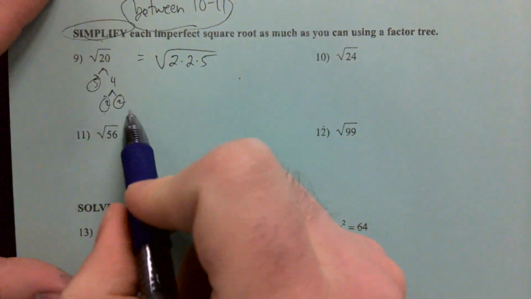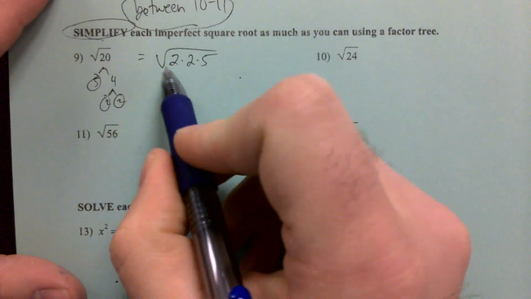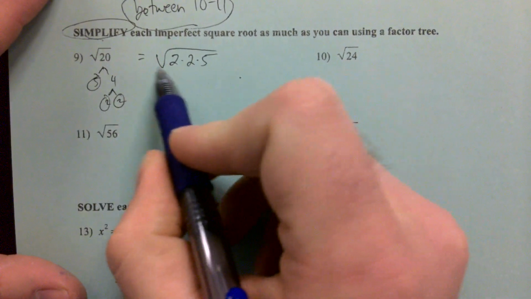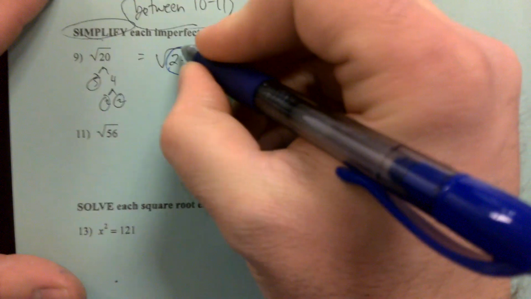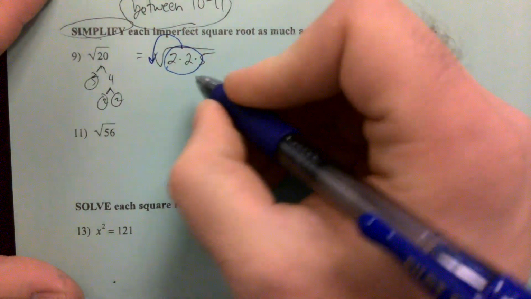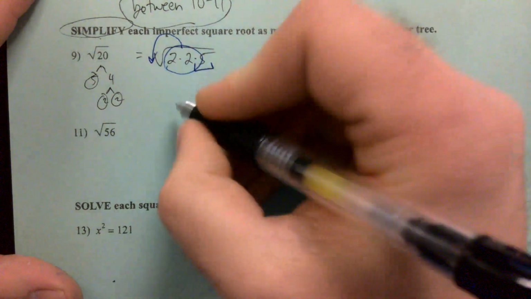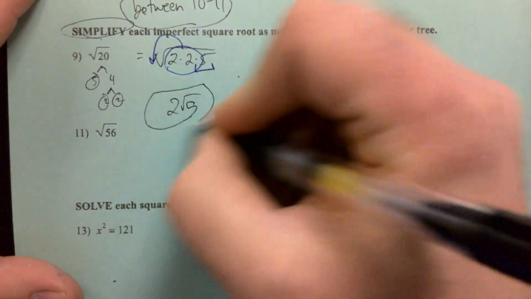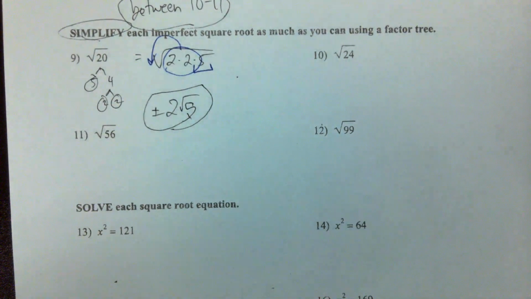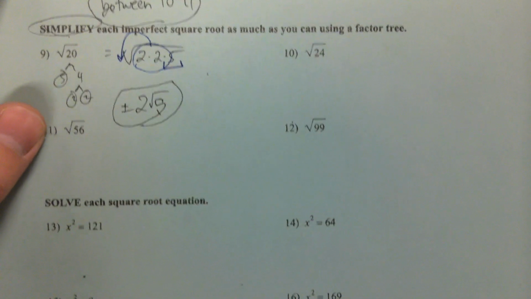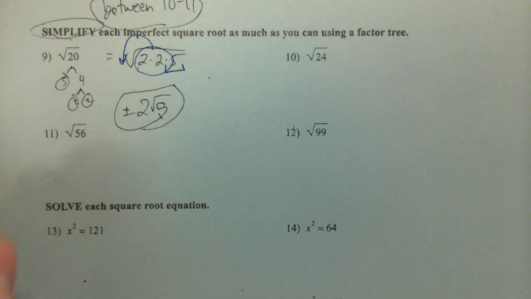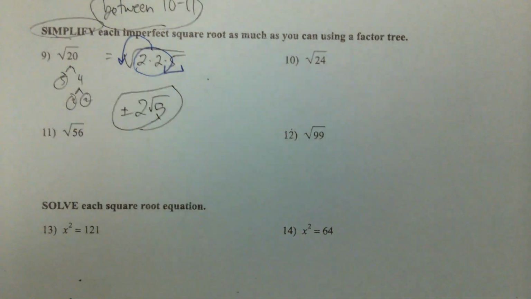So my prime factors are 2, 2, and 5. Any pairs in here I can circle up? Yes. Yep, a pair of 2s. Where do we bring those 2s? On the outside. What gets left on the inside? That single 5. 2 root 5. There's our answer. You can put a plus or minus in front. It's multiple choice, so it doesn't really matter, but in the future, I would always put a plus or minus.